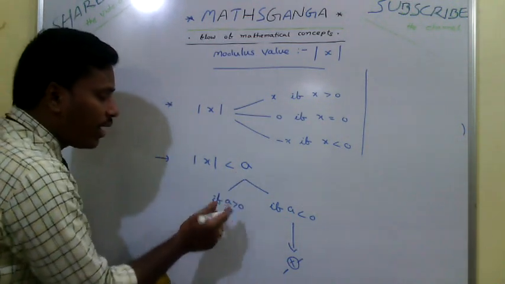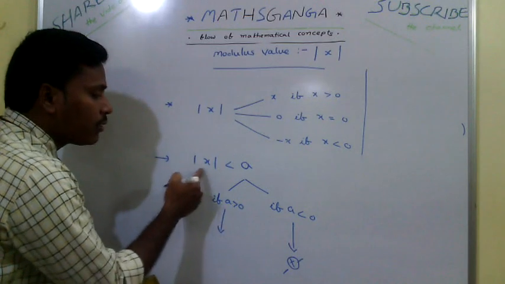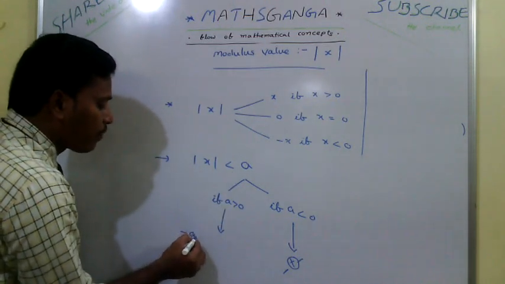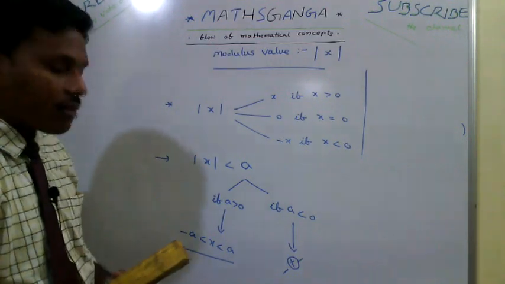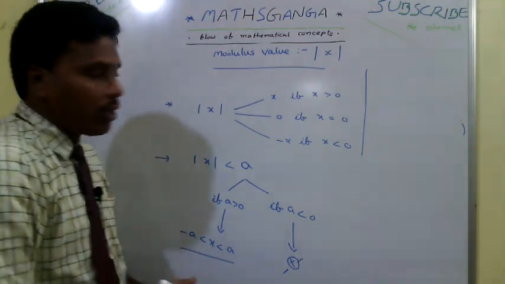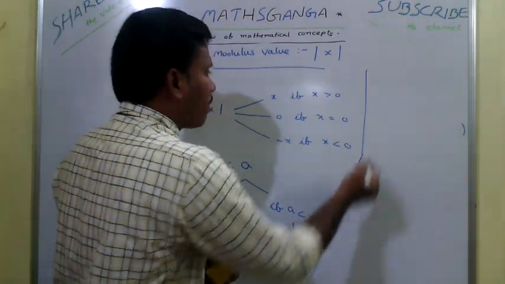Whereas in this case, if a is greater than 0, then the solution for mod x less than a is minus a less than x less than a. The values of x are in between minus a and a. Okay, not only for modulus, we can proceed with some other problems also.